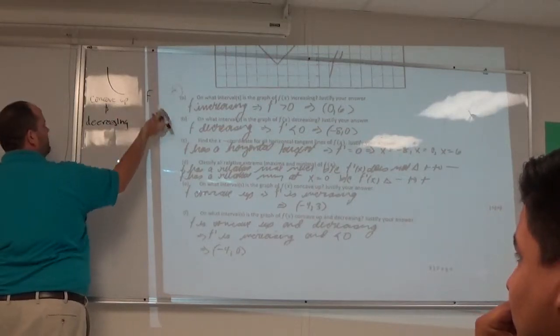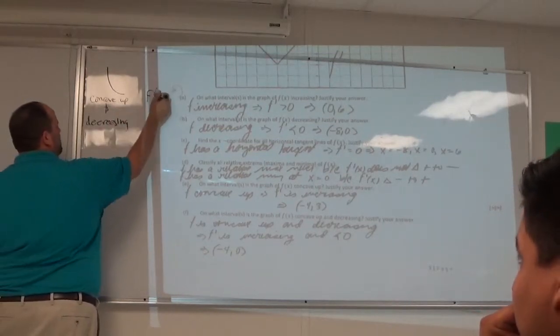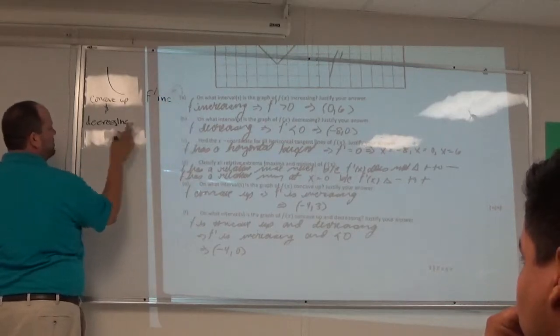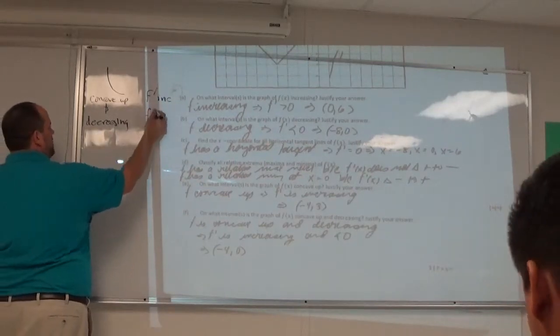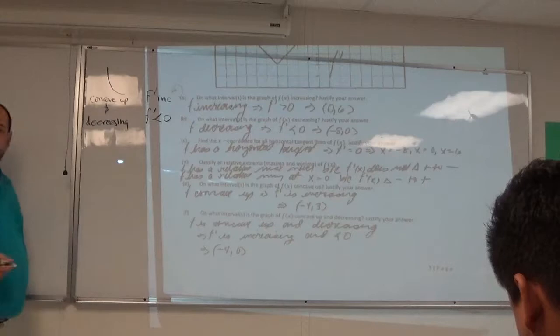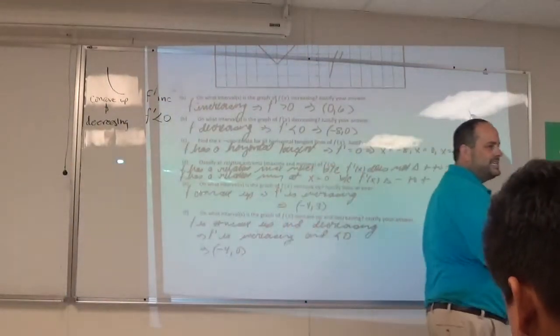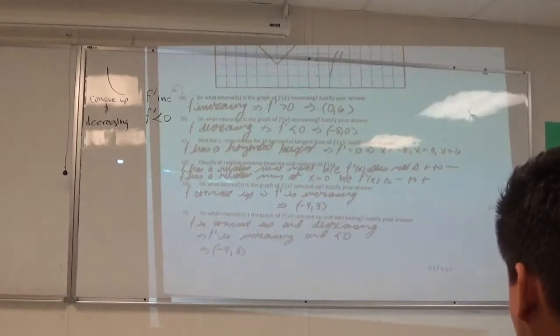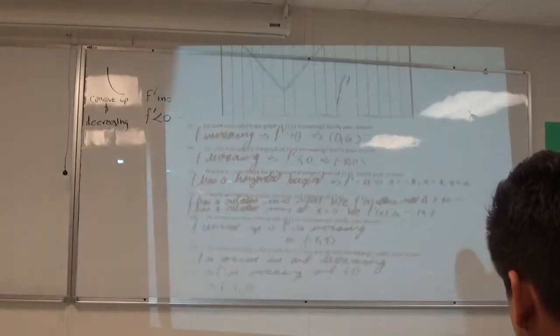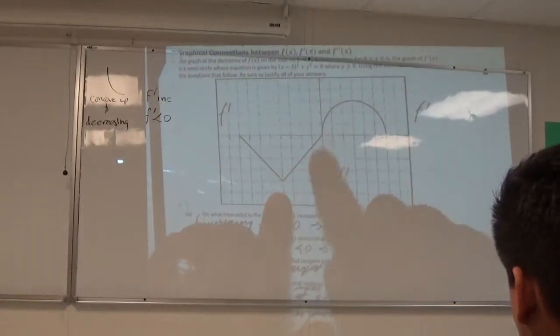So what's true about F prime? If F is concave up, F prime is increasing. If F is decreasing, F prime is negative. So where is F prime both of those things at the same time? Increasing and negative is from -4 to 0.